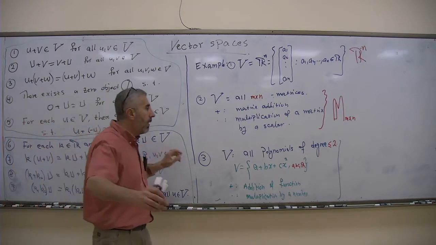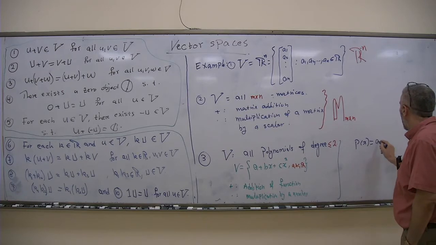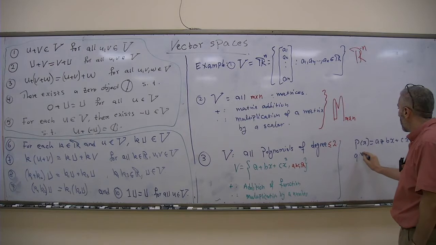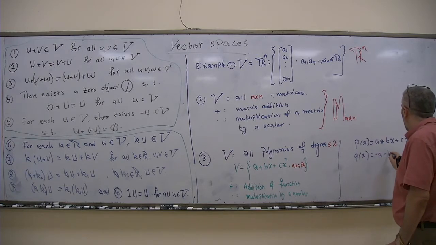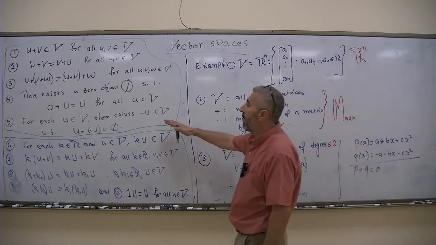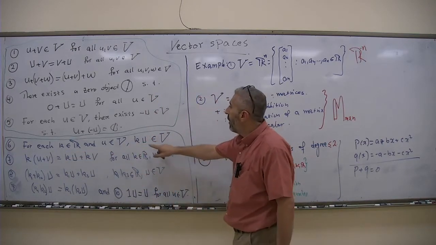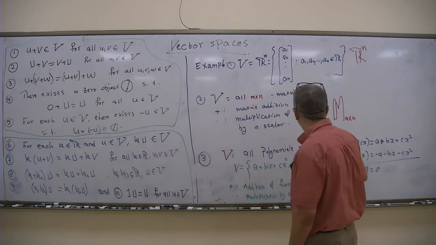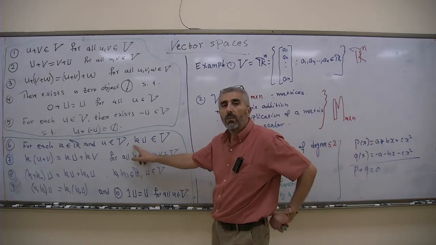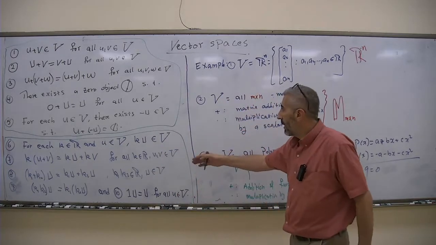If you have a polynomial P(x) equals A plus Bx plus Cx squared, all you need is just to take negative A minus Bx minus Cx squared. Add them. What do you get? 0. So it is valid. What about this? Closed under scalar multiplication. Take a polynomial of degree at most 2 and multiply it by k. What do you get? You still get a polynomial of degree at most 2. So number 6 is valid.